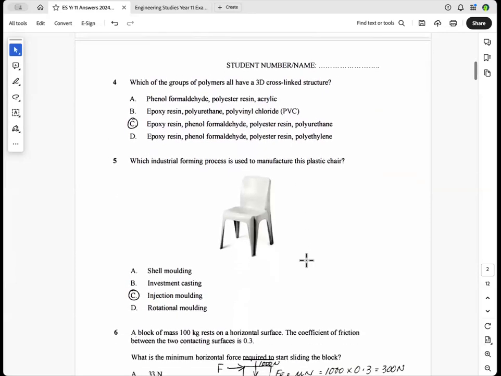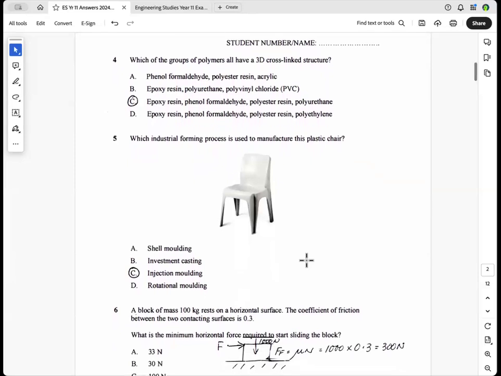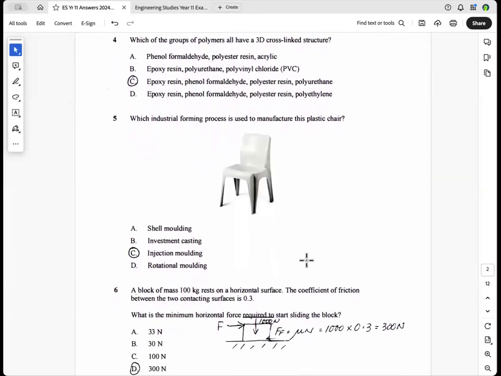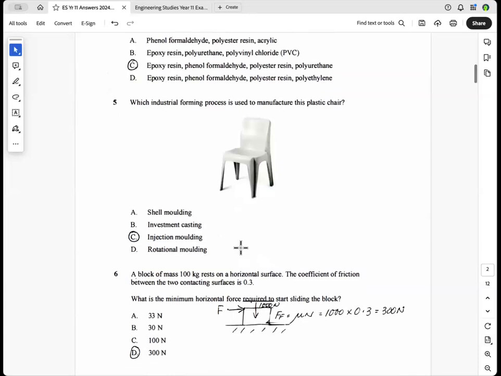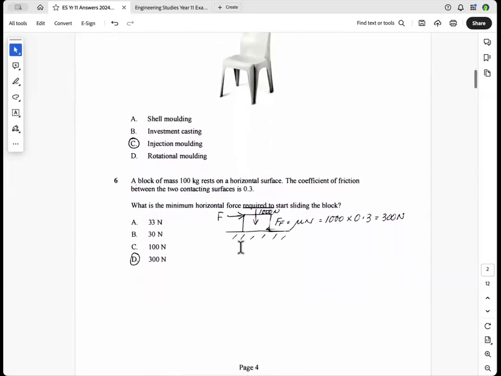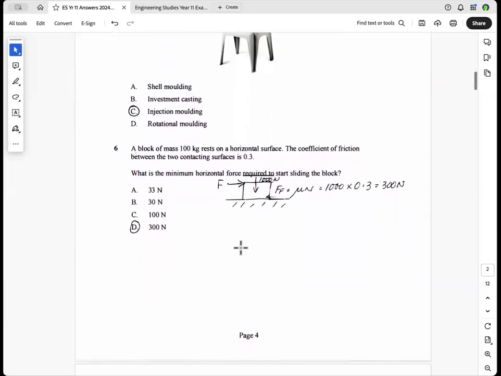Question 5, which industrial forming process is used to manufacture this plastic chair? Now, if you're not sure of a question like this, most plastics are injection molded. So go for injection molding if you're not sure. You should know these sorts of molding processes. You should learn those and be able to draw them if you're asked to.